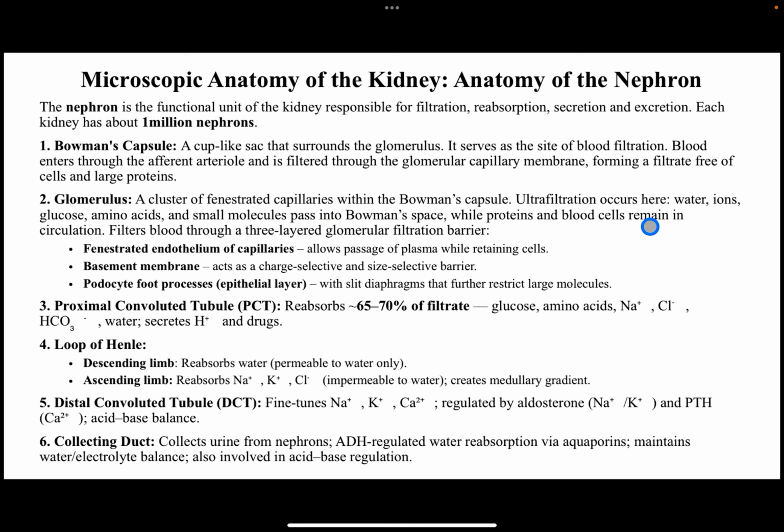And this is where ultrafiltration, or filtration, actually takes place. Water, ions, glucose, amino acids, and small molecules pass through into the Bowman space. Whilst proteins do not. What we are saying is that in filtering the blood, certain substances are able to pass through, whilst other substances are not allowed to pass through because of their size or their charges.